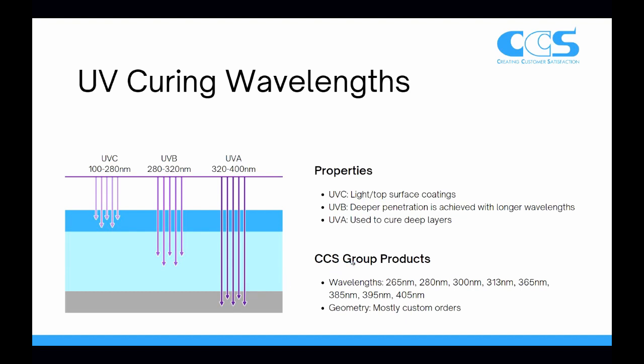CCS does offer UV curing options. We have a few different wavelengths: 265, 280, 300, 313, 365, 385, 295, and 405 nanometers. The geometry of the light right now is mostly custom orders, so there's not really a standard, get this ring light UV curing light. You come to us with, hey, we need to cure something of this size, it needs to be this intensity and this wavelength, and we'll build you what you need. So if you do have any UV curing applications, please reach out to us and we'll help get you what you need.